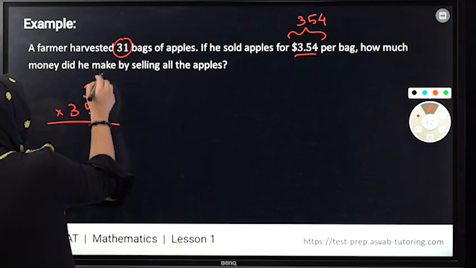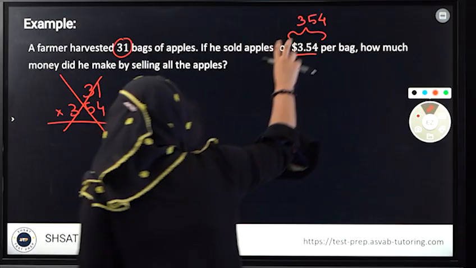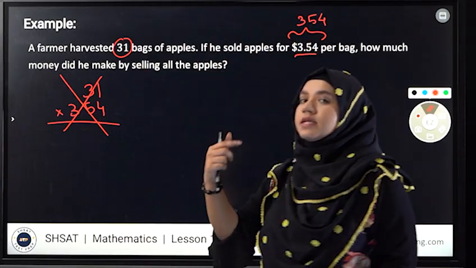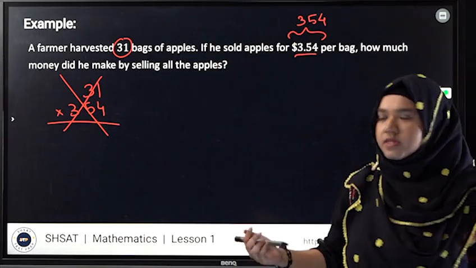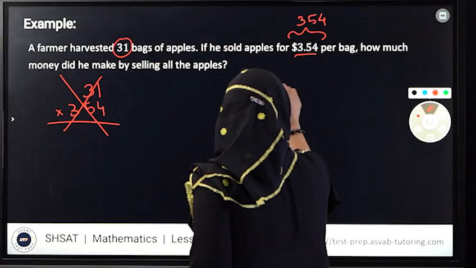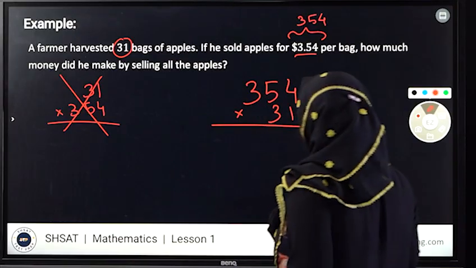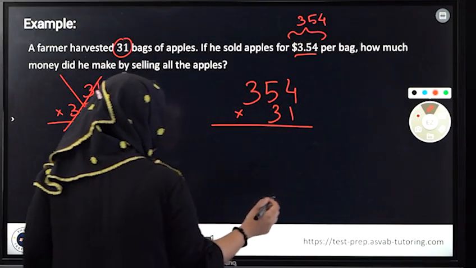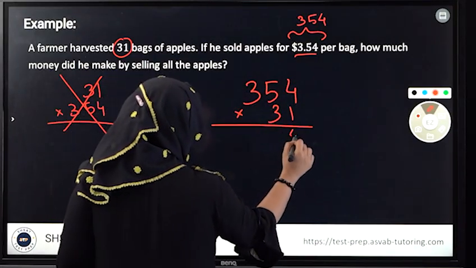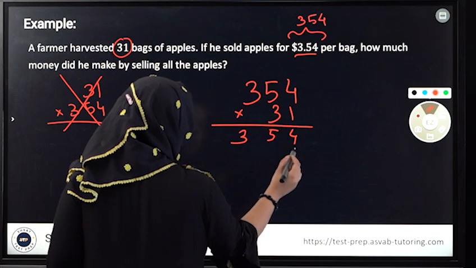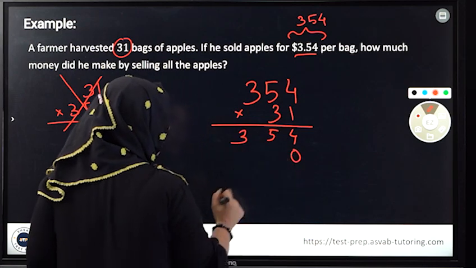No, okay? Whenever we have 3 digits here and 2 digits here, the number that has the most amount of digits should go up. So this means that it should be 354 times 31, which gives me what? Let's do this real quick. Everything times 1 is just 354 itself. That's quite easy. Let me put a 0 over here.